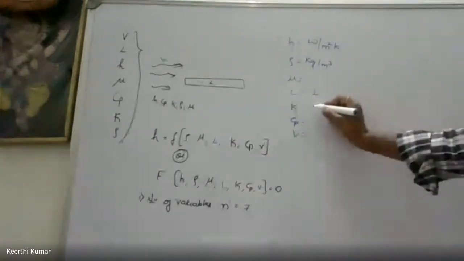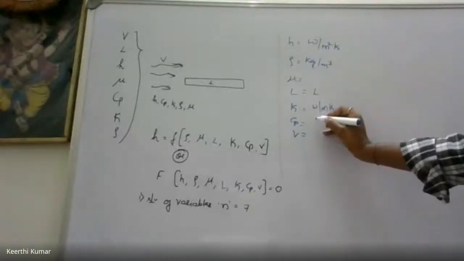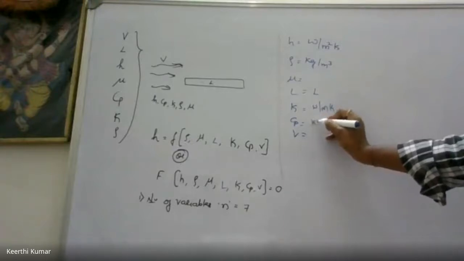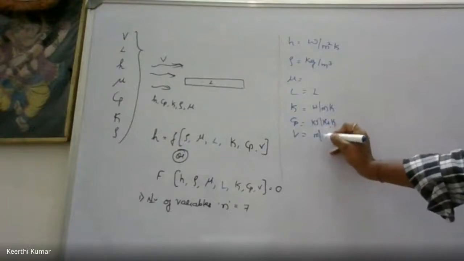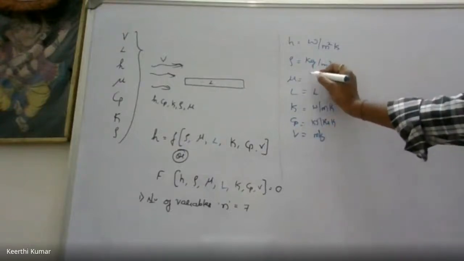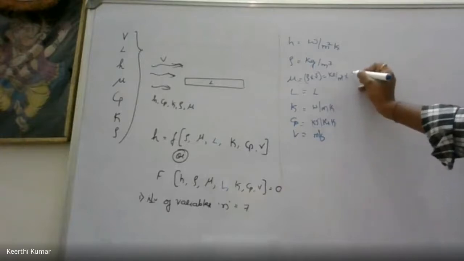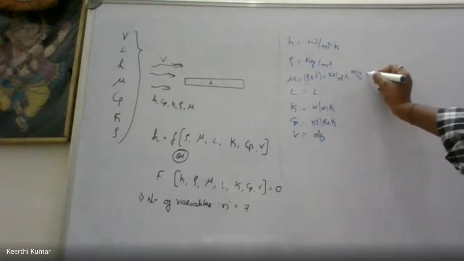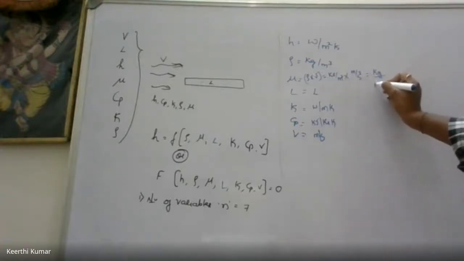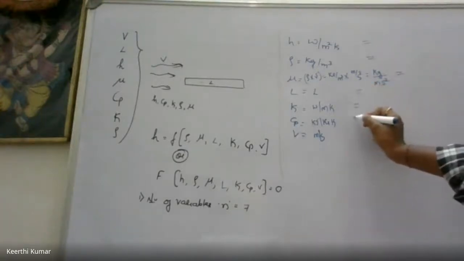This is L, thermal conductivity in watts per meter Kelvin, Cp, specific heat, what is the formula for specific heat? Kilojoules per kg Kelvin, velocity is meters per second, and mu, what is the formula for mu? Rho into kinematic viscosity is equal to kg per meter cube into meter per second square. So if I simplify, it will become kg per meter second square. So express everything in the form of MLT first.